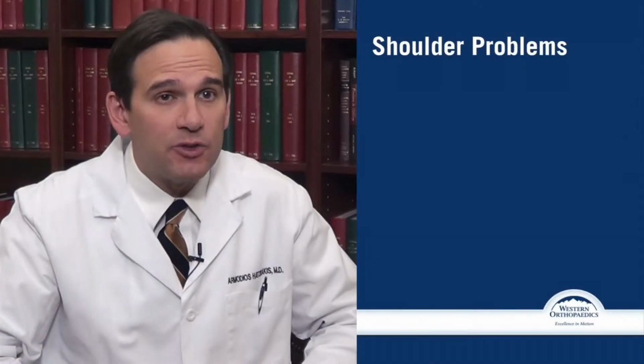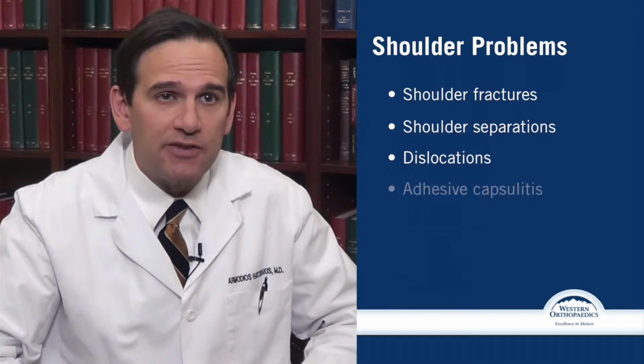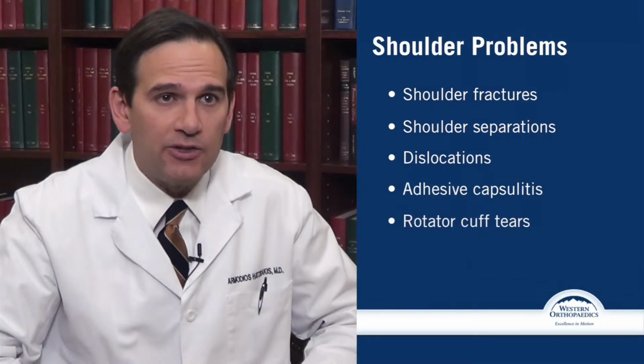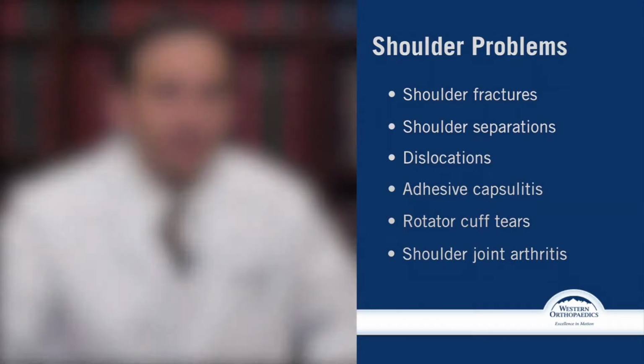When one or several anatomic structures of the shoulder are torn, broken, or compromised, a multitude of shoulder and upper extremity problems can occur. The different types of injuries or problems that can occur in the shoulder are fractures, separations, dislocations, adhesive capsulitis, rotator cuff tears, and arthritis. Let's go over them briefly, one by one.